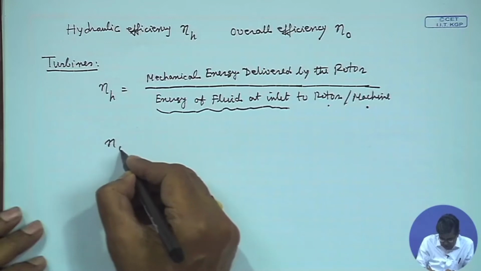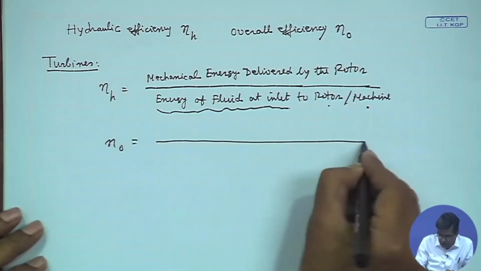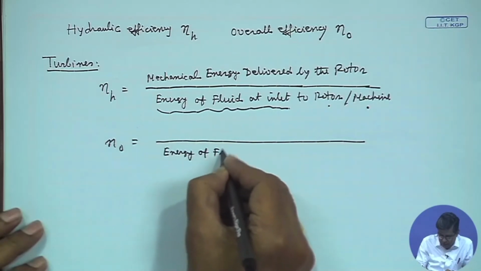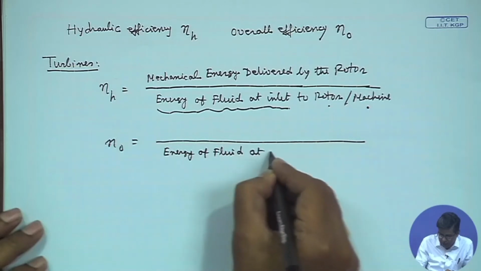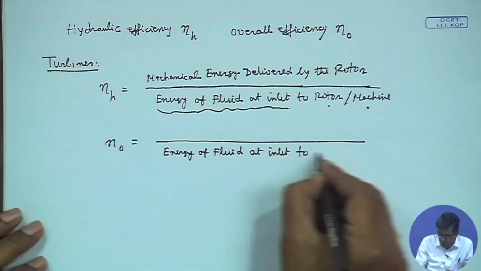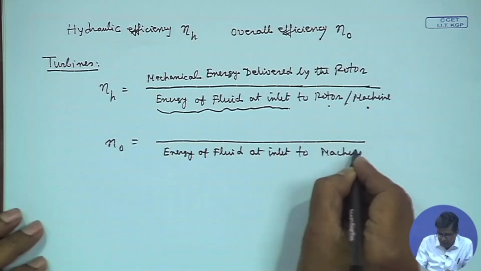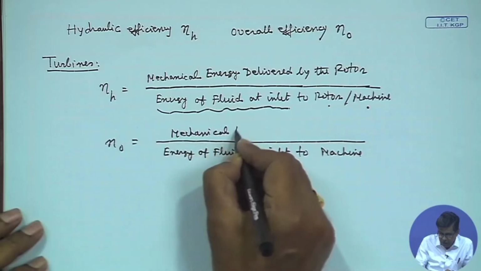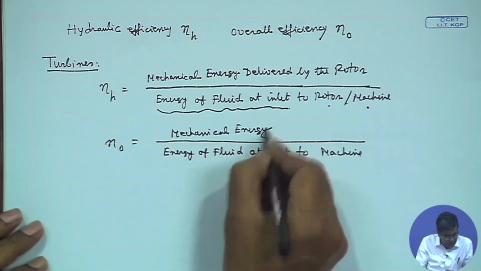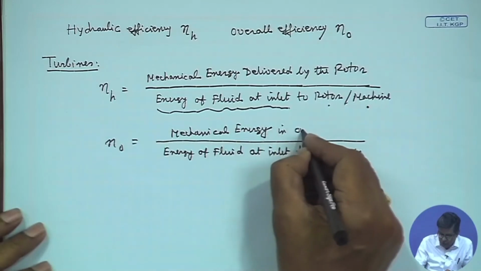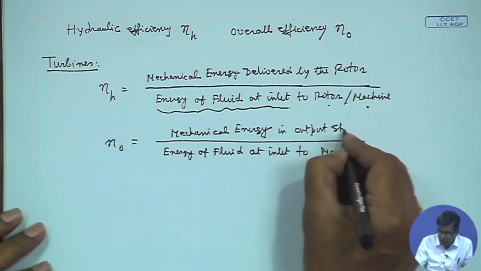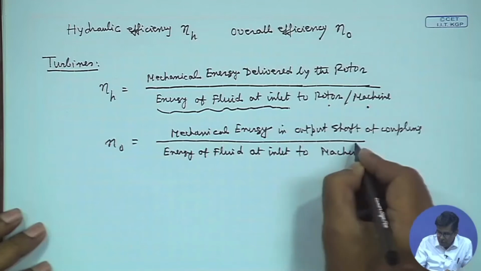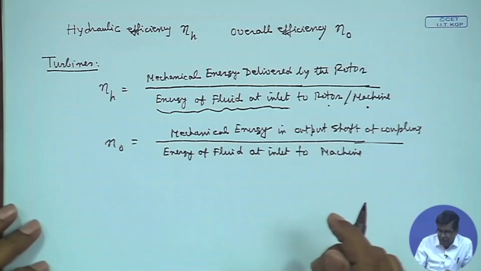The overall efficiency is now, the denominator remains the same, this is the input energy, the energy of fluid at inlet to machine or rotor, whatever you write, and the numerator is the mechanical energy in the output shaft at coupling, and the difference between the two is the friction in glands, bearings and couplings.